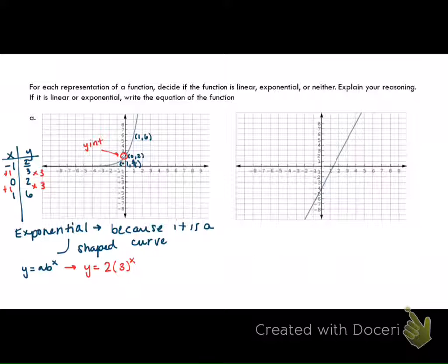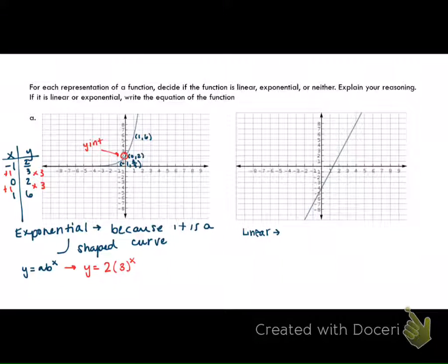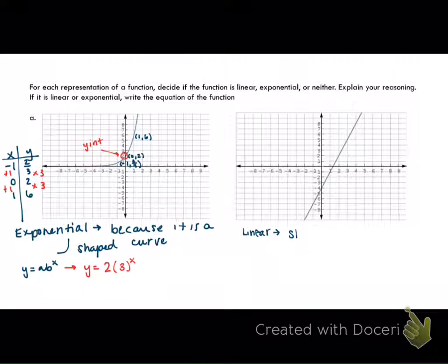Okay, Sarah, that second one on there, linear, exponential, or neither? Linear. And why would you say it's linear? It's a straight line. Definition of a line is it's straight, but we like to overemphasize the fact that the line must be straight, right? So it's a straight line.